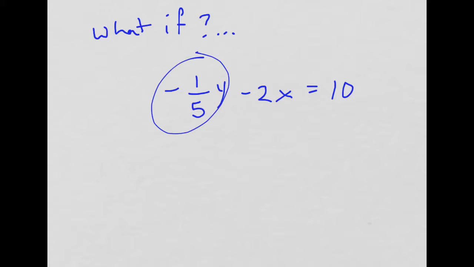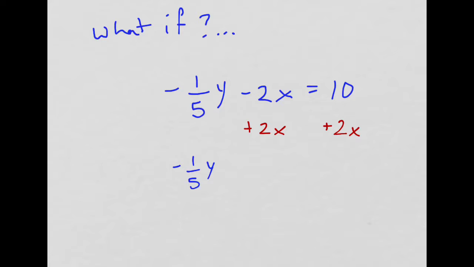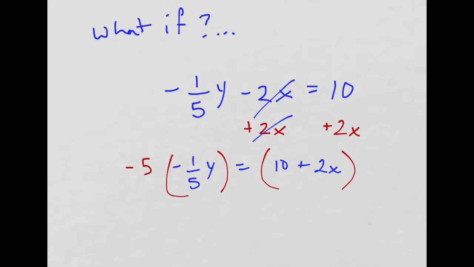All right, so I'll do it that way afterwards, but this is how I would do this. I'm trying to get y by itself, so I would add 2x just like I did in the other equation, and then I have negative 1/5 y equals 10 plus 2x. And then I would just multiply everything by negative 5, because a negative times a negative is a positive, and the 5's will cancel out. But I can't just do that on one side. I have to do it on both sides.